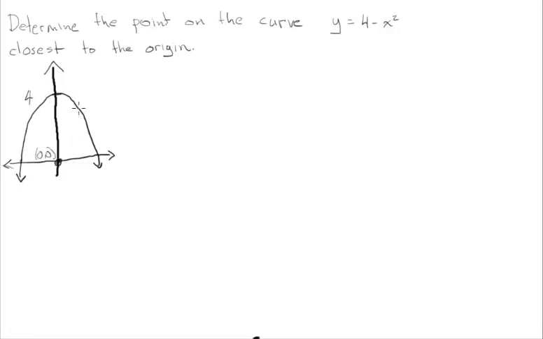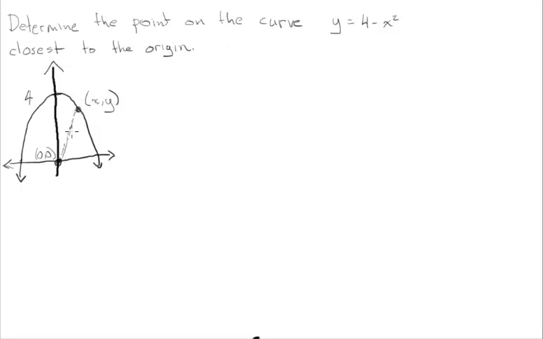So there's some point on this curve. Call that point x, y. I don't know where it is, but the distance between the origin and that point will be the shortest, or the closest. So it's a minimum distance. Like most optimization problems, the next step is to figure out what we're trying to maximize or minimize. We want the point closest to the origin, so we want to minimize this distance.